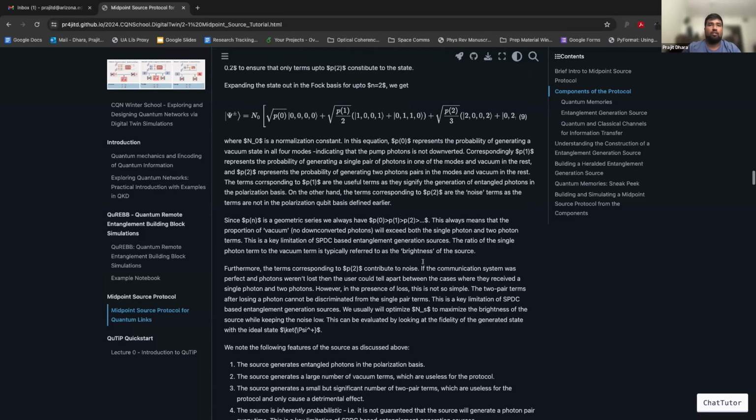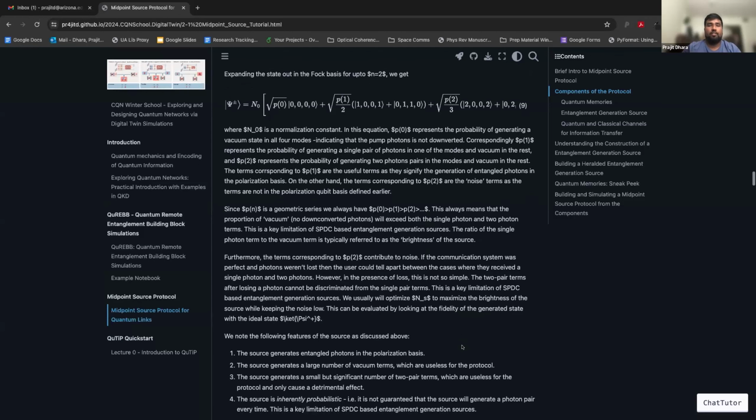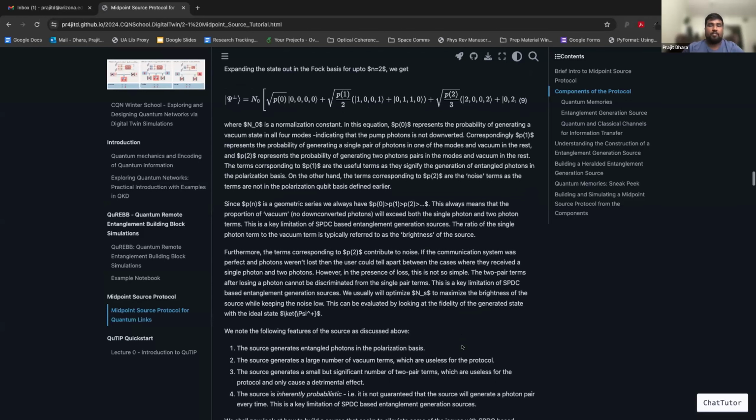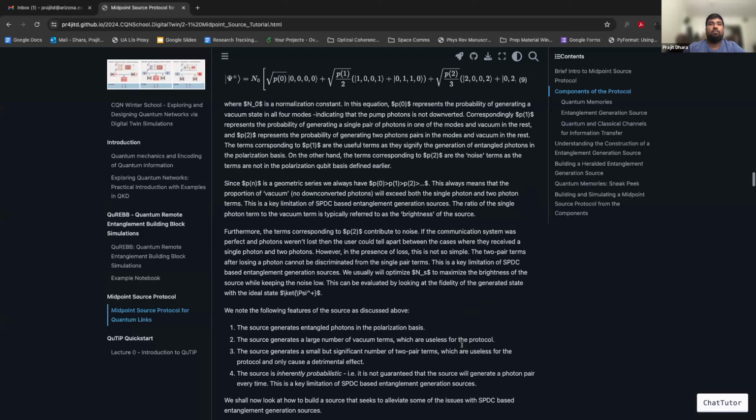So this state is not deterministic in terms of generating Bell pairs. It is always going to produce the state, but I'm only going to probabilistically detect the Bell pair that I wish to distribute. The source is hence a bit inconvenient to work with and has high limitations when you want to deploy it on a quantum network.